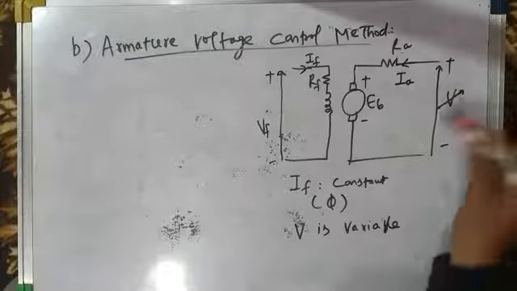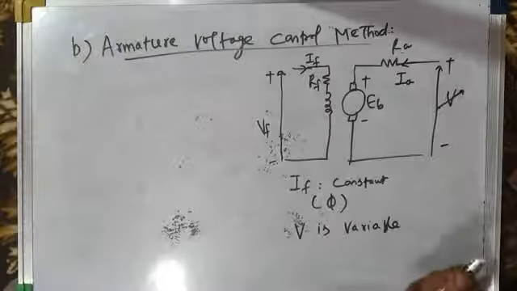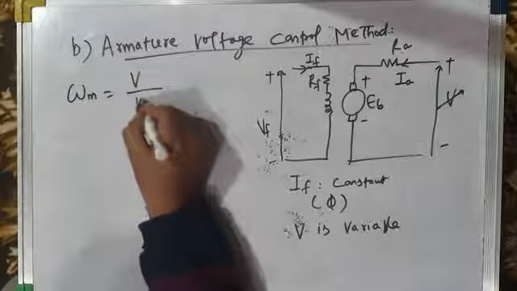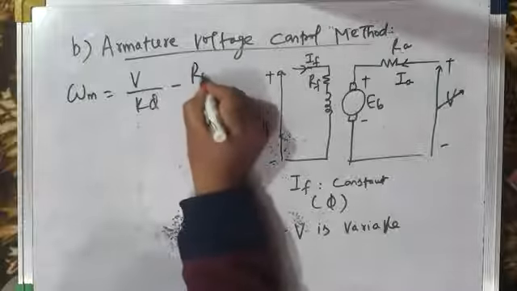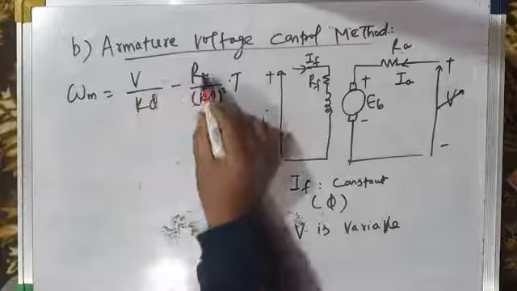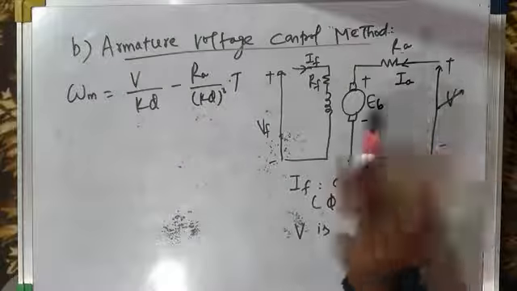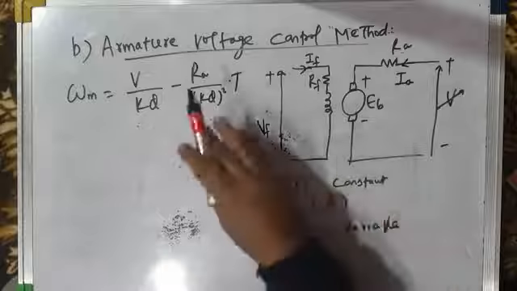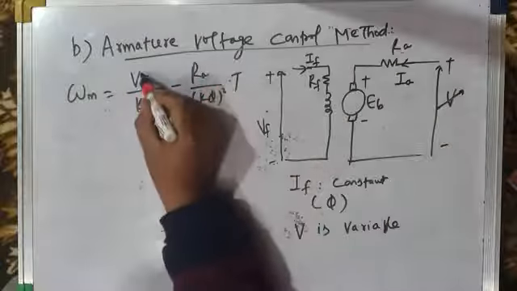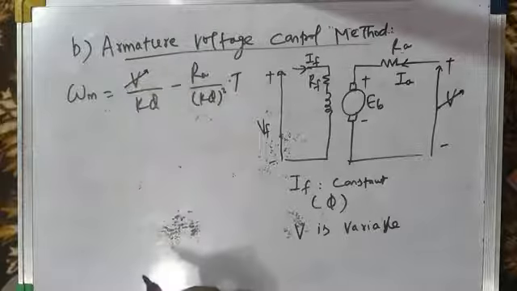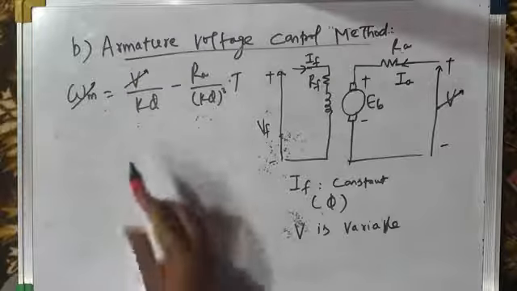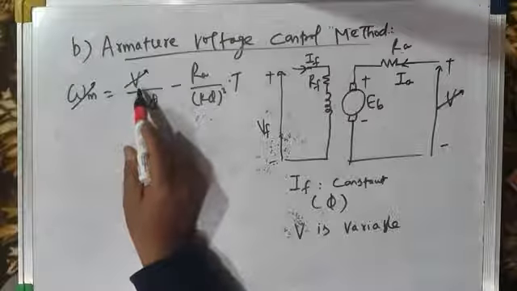So when the applied voltage is varied, we get speed control, because we know that the speed of a separately excited DC motor is given by V by K phi minus Ra divided by K phi whole square into T. Ra we don't change, the armature resistance is fixed. This is the resistance of the armature winding. We are not putting any external resistance in series with the armature. So we are not changing the armature resistance. We are changing the armature voltage. And when we change the armature voltage, the speed changes, because speed is directly proportional to applied voltage.